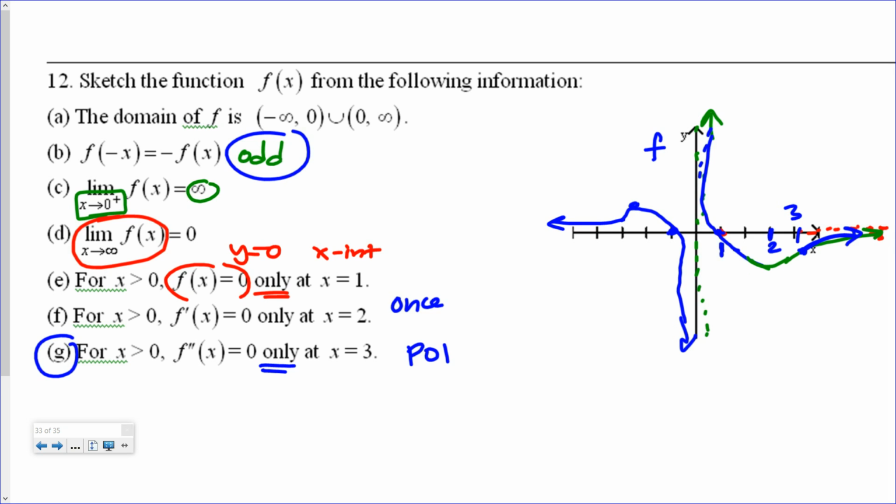We're just making an odd function. So you're flipping it, flipping it. If you fold your paper and you fold it again, it should trace on itself. Okay, right there.